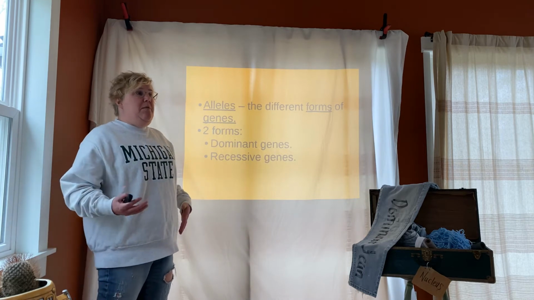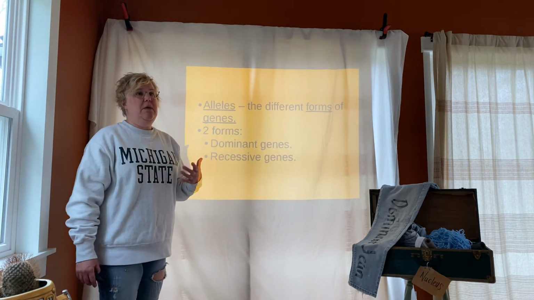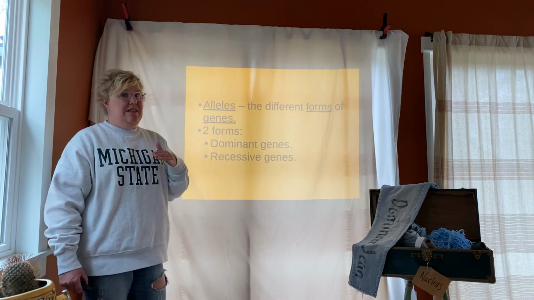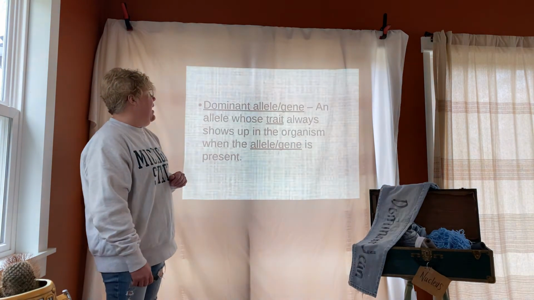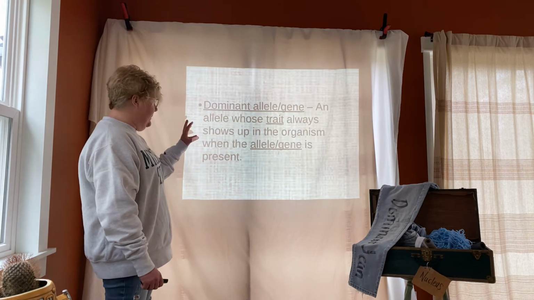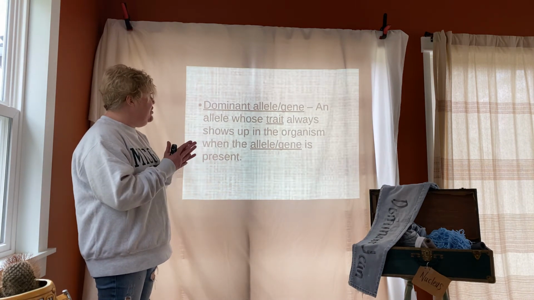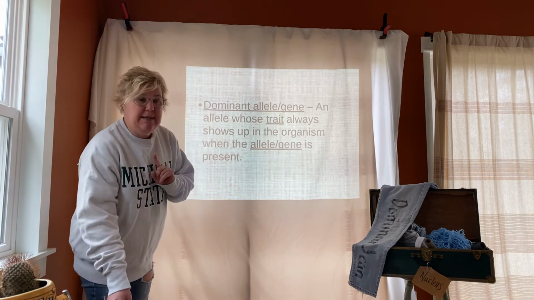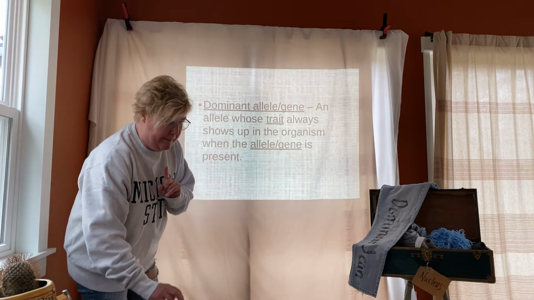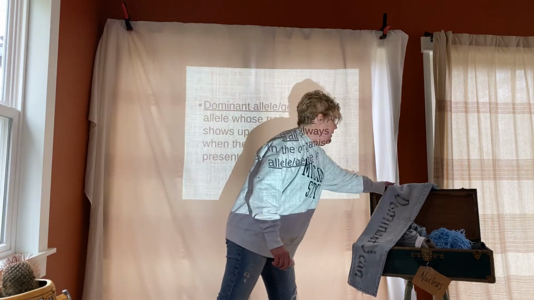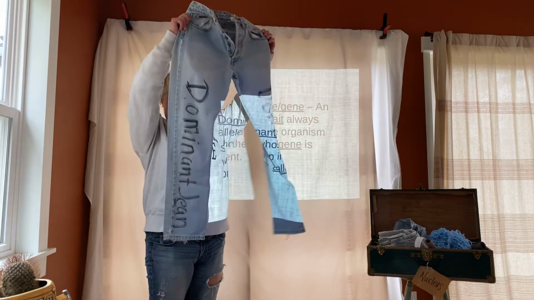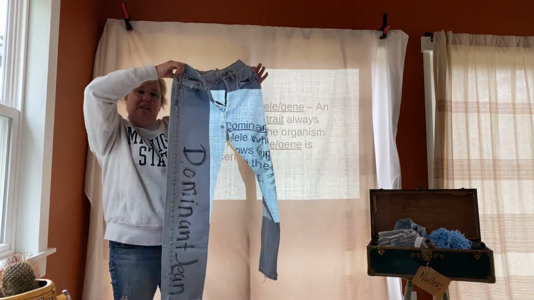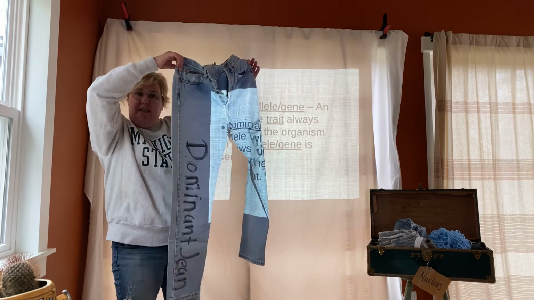If we were in class, I'd probably ask the question, what do you think this means? And everybody, when I say dominant, says they're stronger. But in the case of genetics, it's not true. And we're going to cover that coming up. So the dominant gene is the allele or the gene whose trait will always show up in an organism if one dominant gene is present. So here I have a pair of genes. These are both dominant. That means this person could only express the dominant trait.